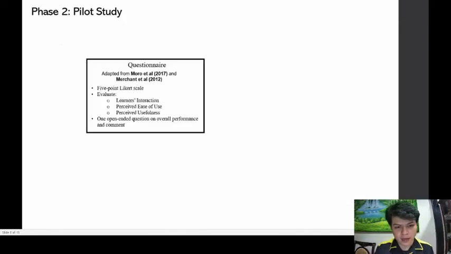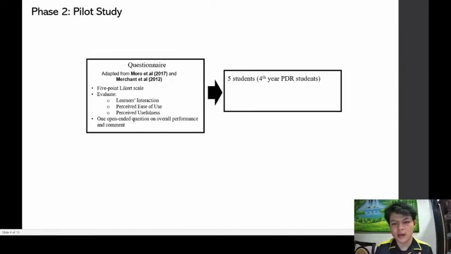And this is the QC that we include inside the game. We use a questionnaire adapted from Morrow et al. and Merchant et al., which consists of a 5-point Likert scale. The evaluation consists of learner's interaction, perceived ease of use and perceived usefulness, and one open-ended question.